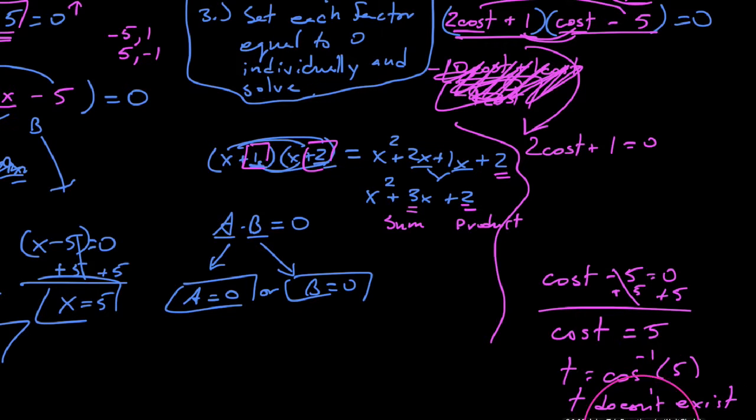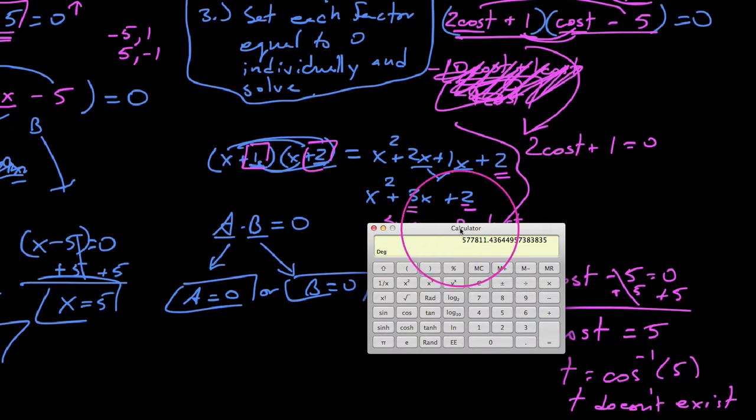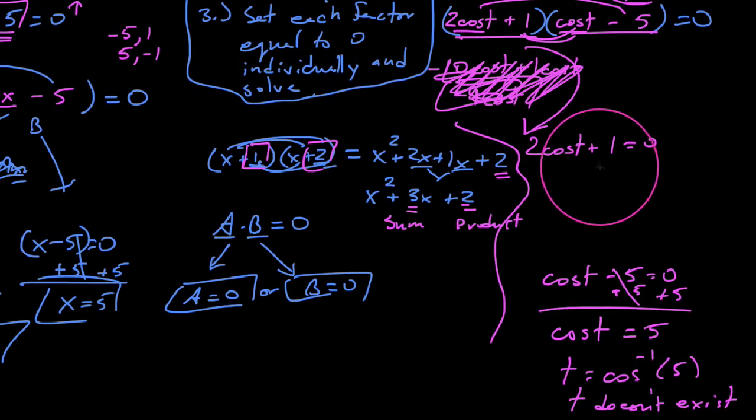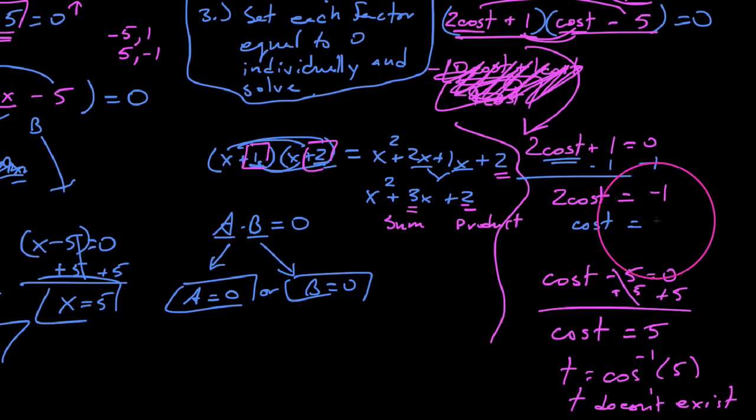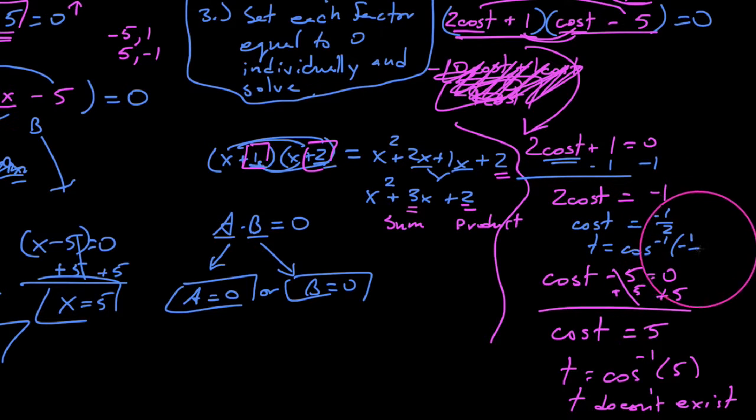This would be really easy to check on a calculator. If you just went into your calculator and said, okay, I want to do the cosine inverse of 5, it says there is no number that does this. And then up here we'd say, all right, let's subtract 1, subtract 1. We need to isolate this cosine of t. So we have 2 cosine of t equals negative 1. So cosine of t equals negative a half when we divide both sides by 2. And t equals cosine inverse, let's write this down, of negative a half.